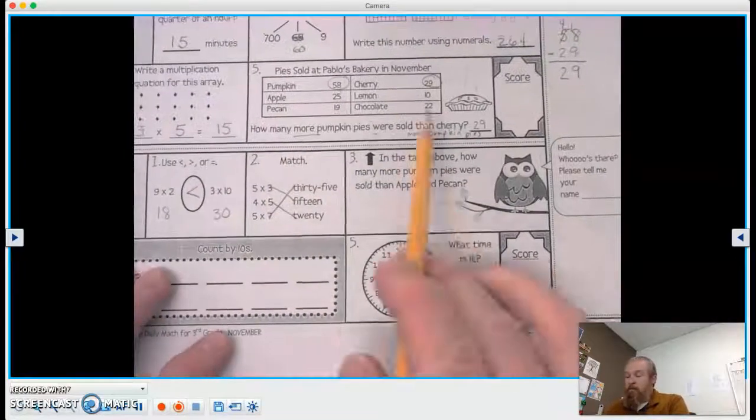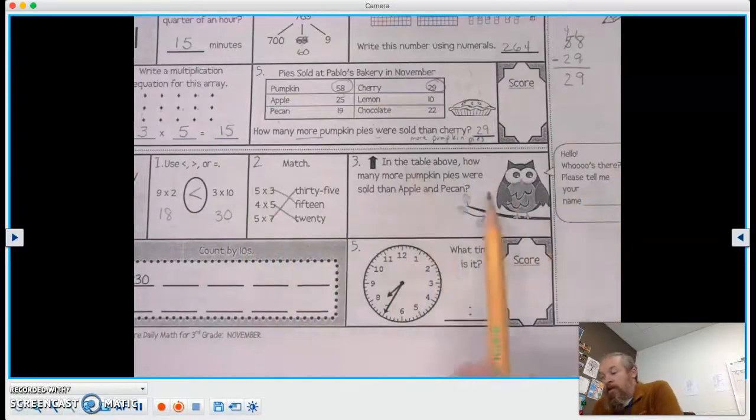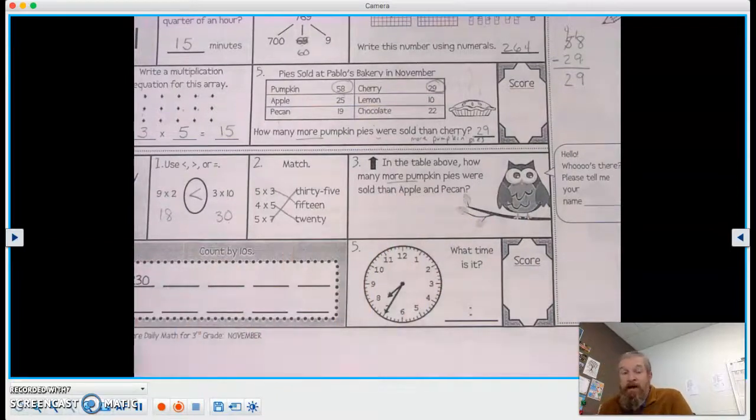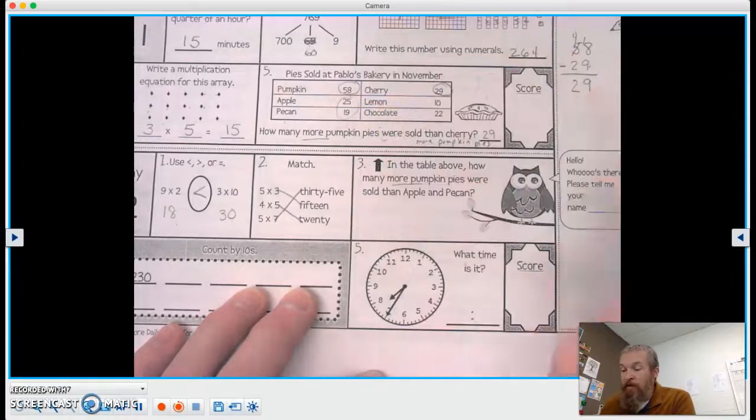Okay, here we go back to the table up above with those pies. Did you pick your favorite yet? Was it apple? Chocolate? No? Cherry? In the table above, how many more pumpkin pies were sold than apple and pecan? So it looks like we have to figure out how many apple and pecan there were, right?